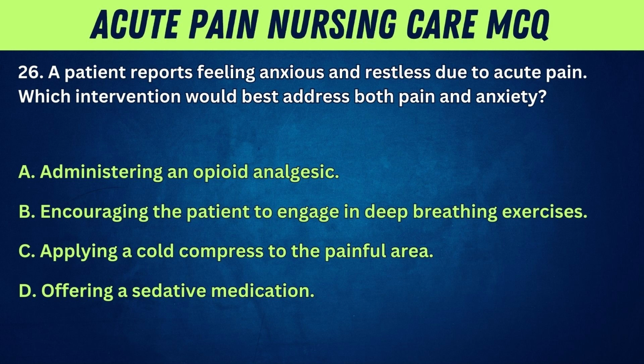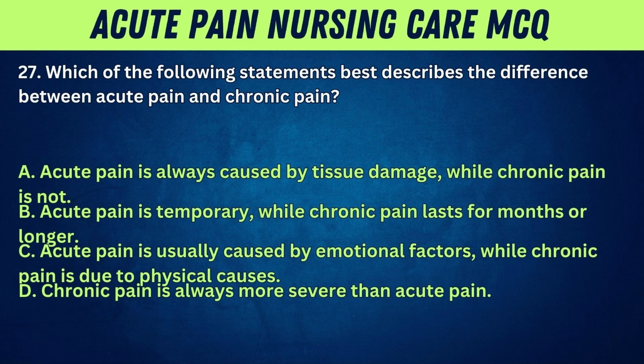26. A patient reports feeling anxious and restless due to acute pain. Which intervention would best address both pain and anxiety? A, administering an opioid analgesic. B, encouraging the patient to engage in deep breathing exercises. C, applying a cold compress to the painful area. D, offering a sedative medication. Answer: B, encouraging the patient to engage in deep breathing exercises.